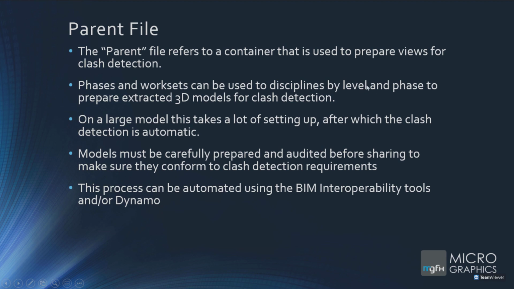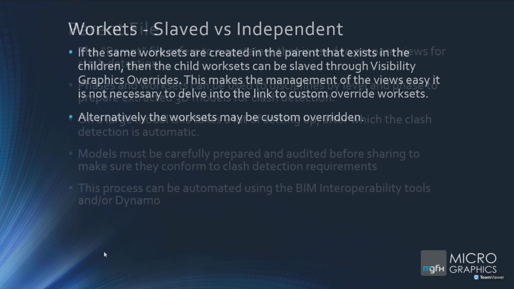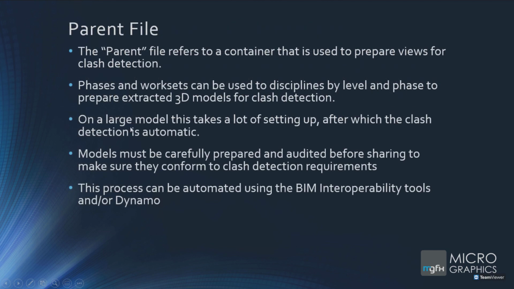On a large model, we didn't do this by level because we didn't look at a complex building, but typically you would do this by level as well. Right. On a large model, this takes a lot of setting up, after which the clash detection is automatic. So the guy that sets this up, the BIM manager in charge, or whoever is responsible for the clash detection, would set it up once, and afterwards it should be automatic as the files are shared.